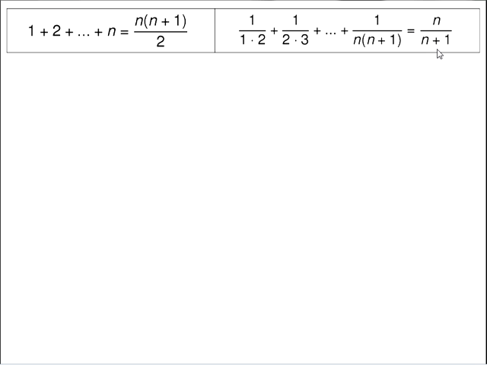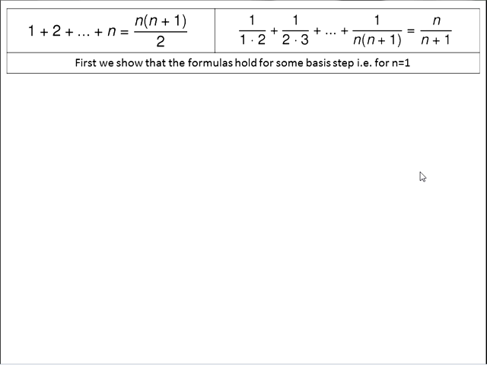Now, how do I go about proving these equations are true by induction? Well, all induction proofs start the same way. You want to show that the equation is true at some starting point. I mean, if the equation isn't true at the very first number, then there's nothing to prove. So we start there. We start by proving that the formula holds for some basis step. In practice, all you're going to do is show that the equation holds for n equals 1.